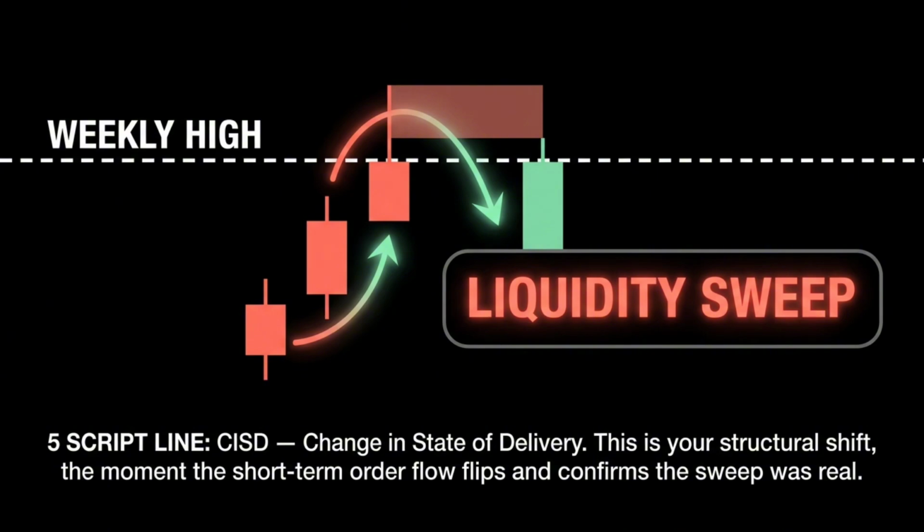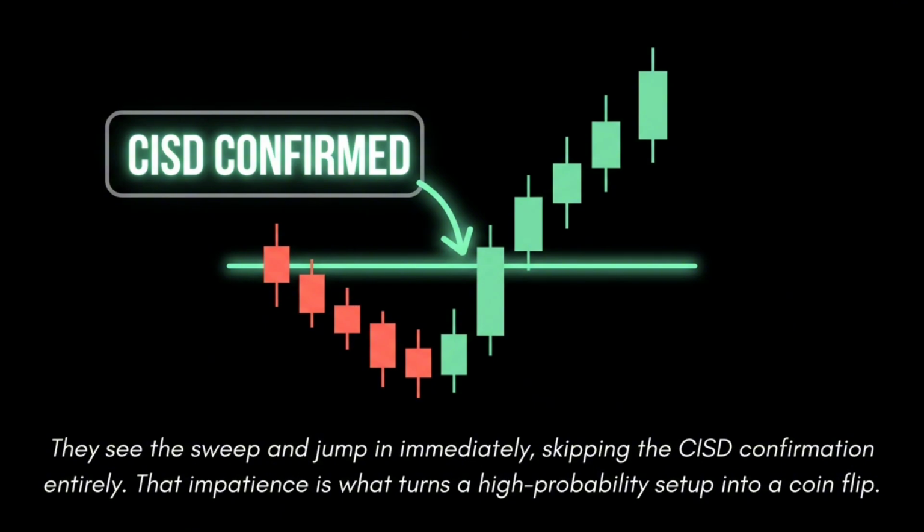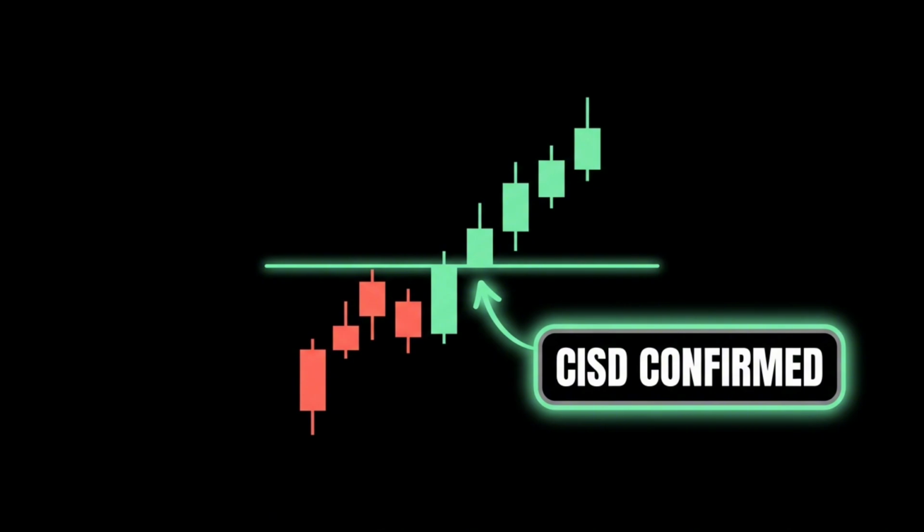Step 3. CISD. Change in state of delivery. This is your structural shift, the moment the short-term order flow flips and confirms the sweep was real. Rule: no CISD, no entry, no matter how good the setup looks.